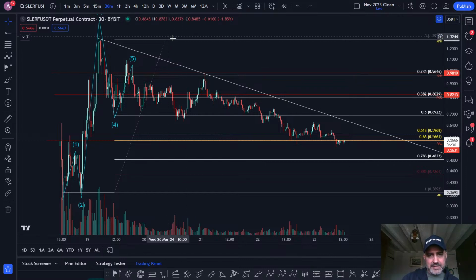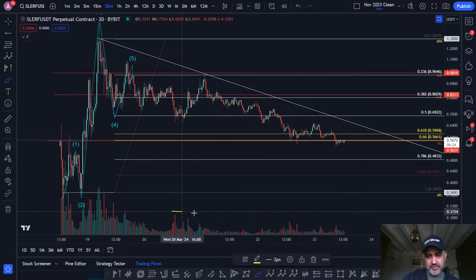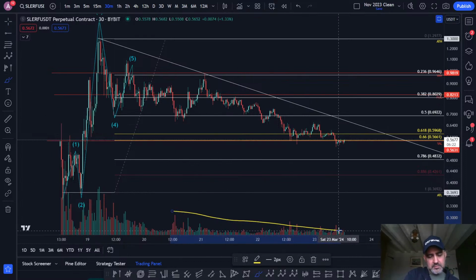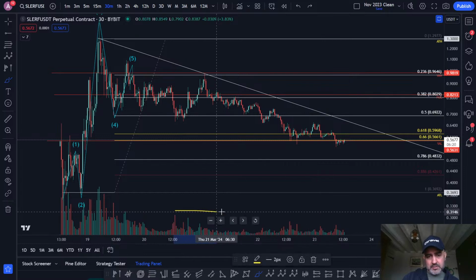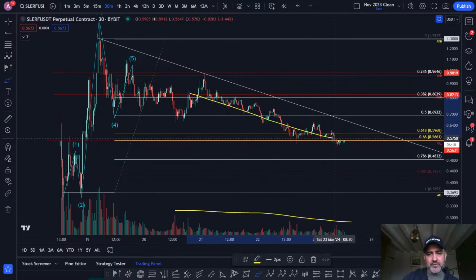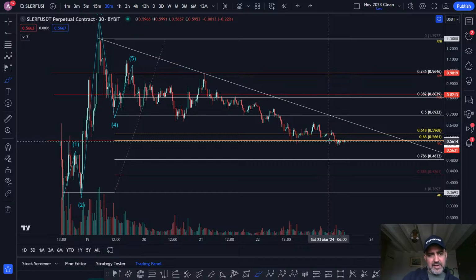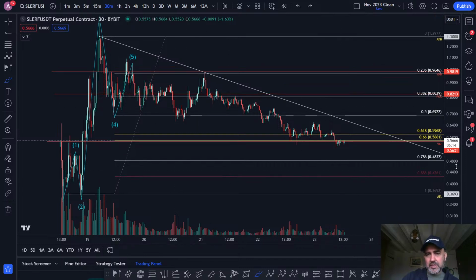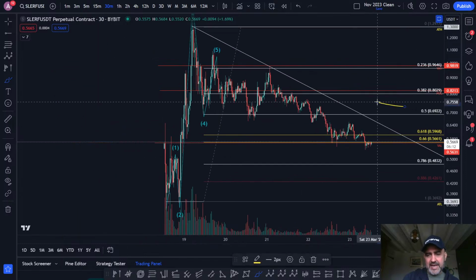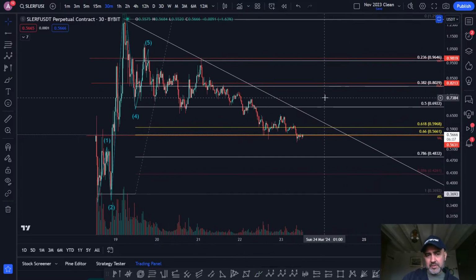That's basically what's happening. The good thing about this descent is you've got decreasing volume, decreasing prices. So relatively speaking, it's a bullish correction. You're not seeing increasing volume on the descent. You're seeing a decrease in volume.